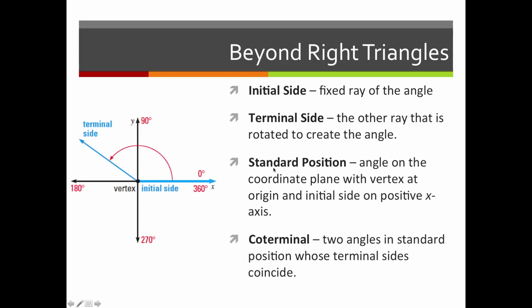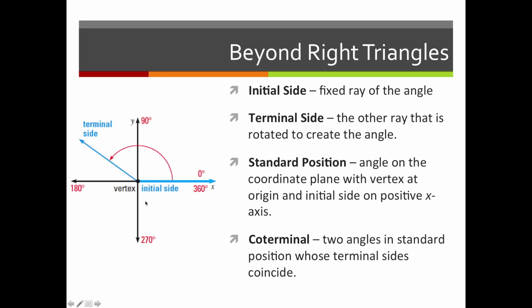Now, we often refer to angles as being in standard position. And what that means is, in a coordinate plane like you see here, we need our initial side to start here on this positive x-axis, and we need our vertex to be at the origin. And when that's the case, then we say our angle is in standard position. And that's usually what we want when we're doing trigonometry.